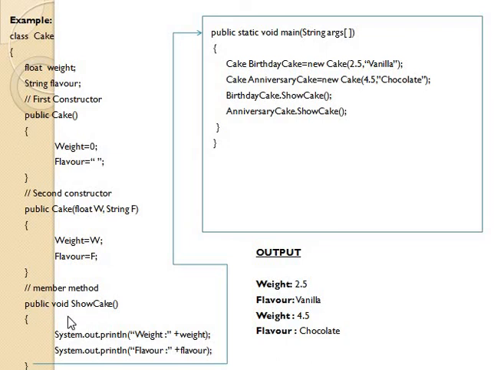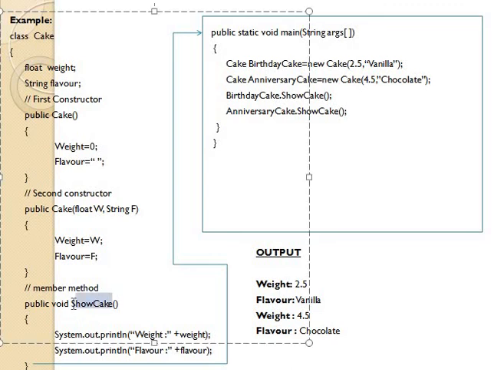But this method, that is showCake, can use the return statement to return a value, because the name of this method is showCake, which does not resemble the name of the class. That's why this is not a constructor, and such methods which are not constructors can easily return a value with the help of return statements. But the methods whose name resembles the name of the class are constructors, and these methods cannot use the return statement to return a value.